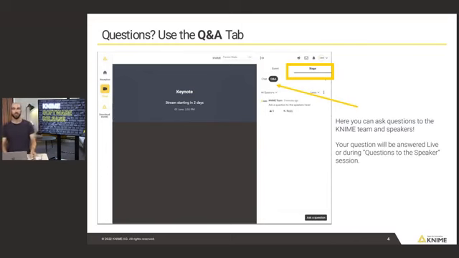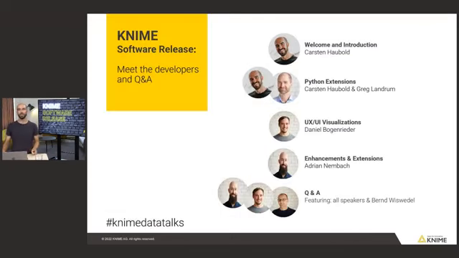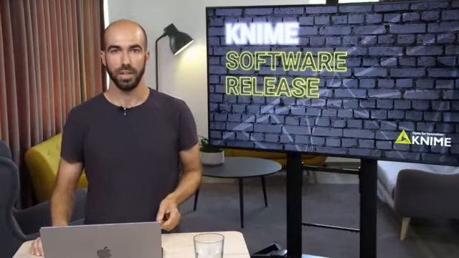Okay, that being said, the agenda for today is that I'll start with the improvements on the Python side, and I'm happy that Greg Landrum is joining me. And then Daniel will give you an overview over the modern UI UX features in the new KNIME release, and Adrian will show you other enhancements and extensions that are in KNIME. And at the end, we'll have the Q&A session as promised, and then we'll have Adrian, Daniel, Bernd, and me answering your questions. So let's dive into it.